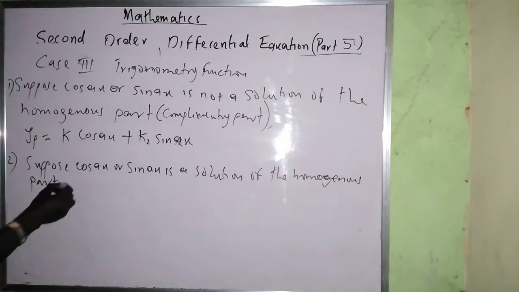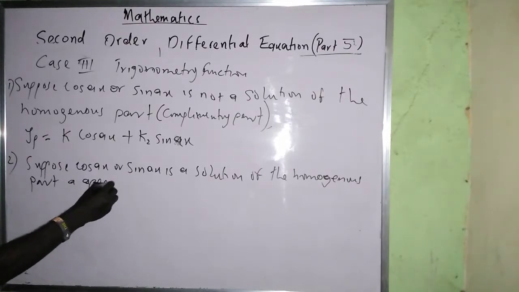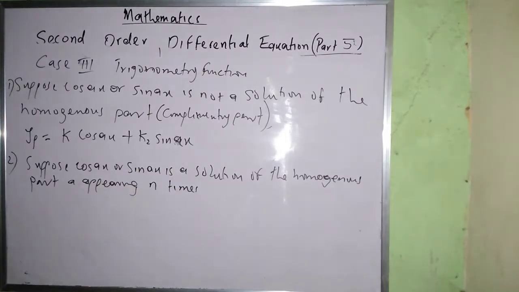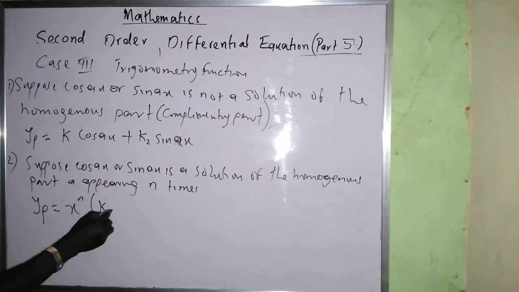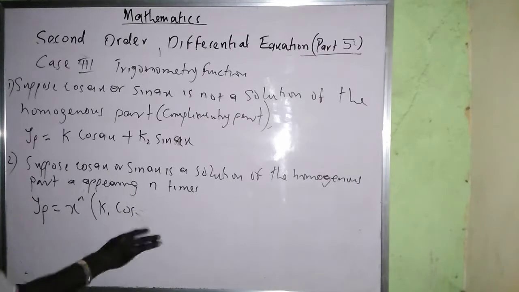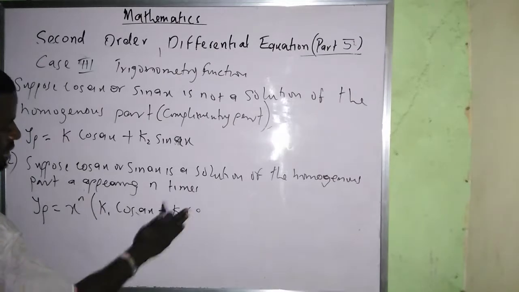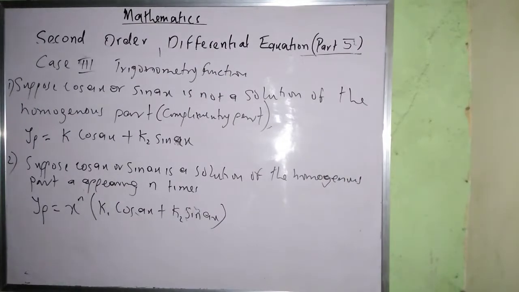Part and appear. Sorry, and appear. Let me just review that word: appearing. Appearing end term means my y complement will be equal to what? It is the number of appearing of K1 cos AX plus K2, the constant, sine AX, close brackets. That is going to be it. Now, these two are what I'm going to work on in this part.